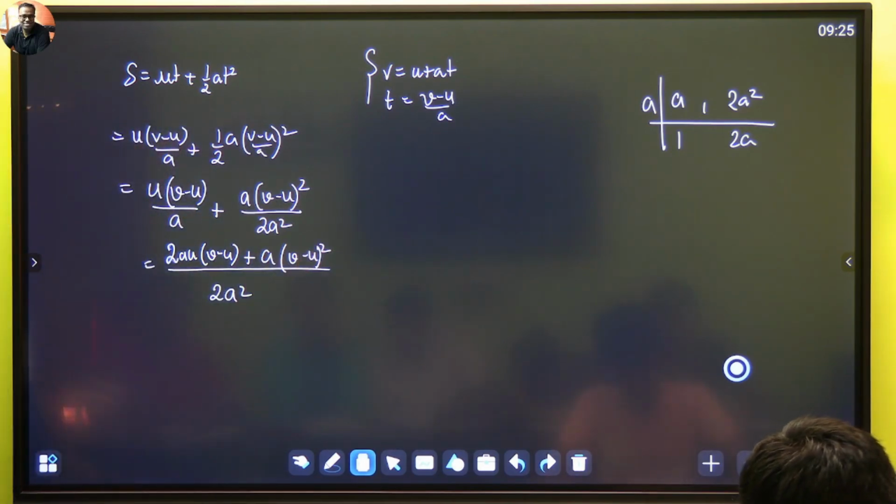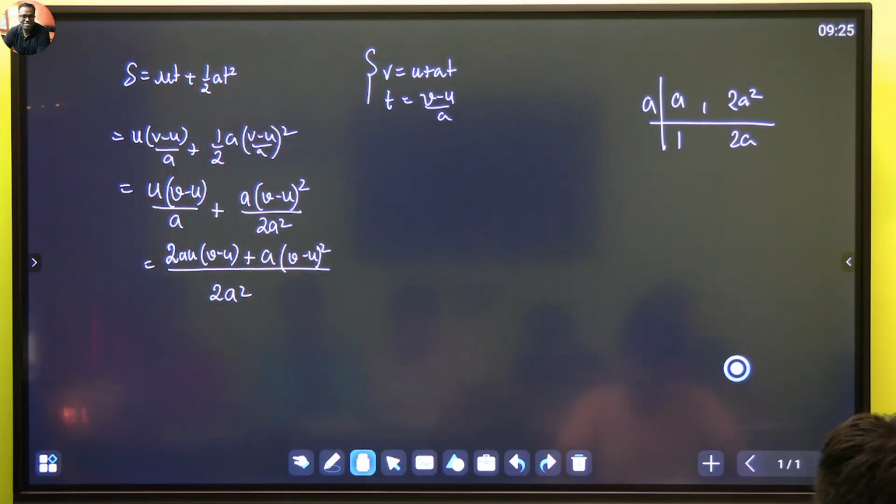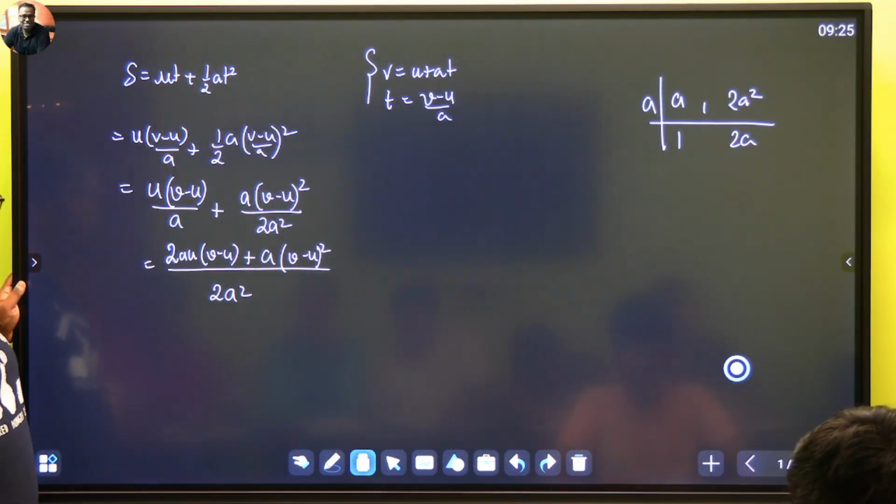Clear? भाई साहब, देखो तो अभी भी एक गड़बड़ी होके बैठा है. गड़बड़ी क्या है?